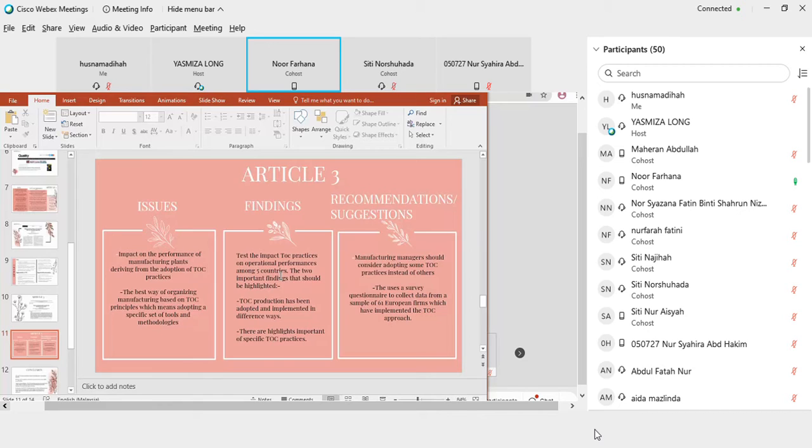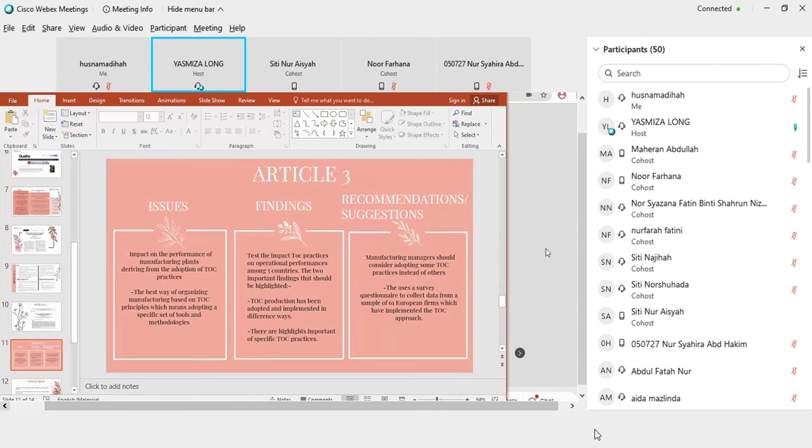So next presenter, findings. Echa. Hello. Okay, I will explain about findings of this article. Kuat sikit Echa. Okay. Mana Echa? Kuat sikit. First, hello. Kuat sikit, kuat sikit. Okay, continue.